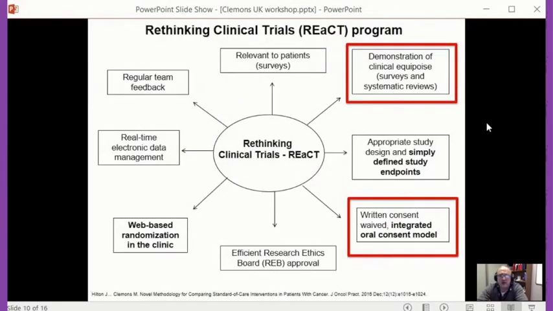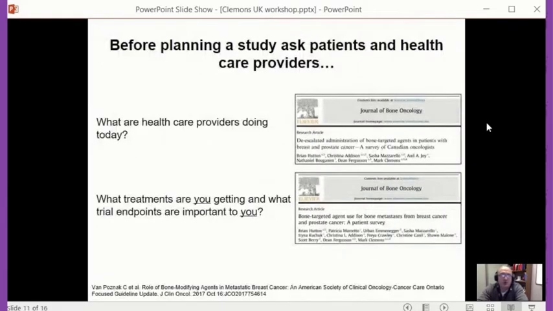So the REACT program has been going, as I said, for about 6 years now. And these are the elements of the program. But for tonight's discussion, it's really around performing surveys and systematic reviews to demonstrate equipoise, and then the integrated oral consent model. So before planning any study, we will ask patients and healthcare providers, what are you doing today?